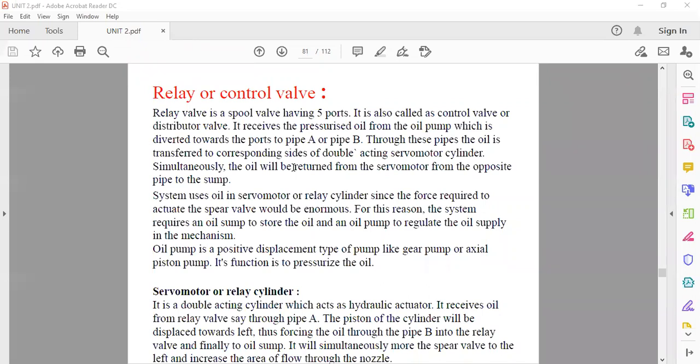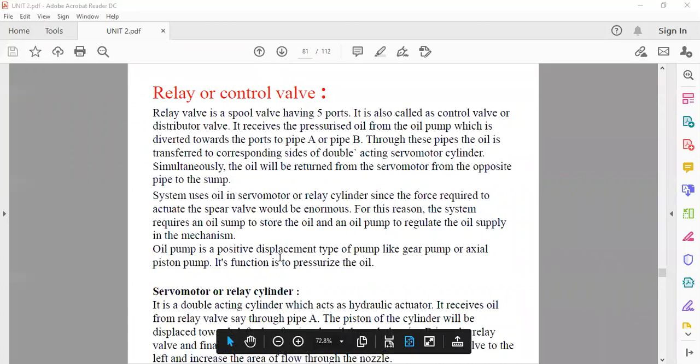So see here, the system uses oil in the servomotor or relay cylinder, since the force required to actuate the spear valve would be enormous. For this reason, the system requires an oil sump to store the oil and an oil pump to regulate the oil supply in the mechanism. The oil pump is a positive displacement type of pump like a gear pump or axial piston pump. Its function is to pressurize the oil.